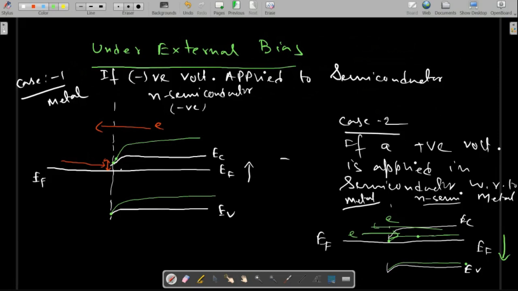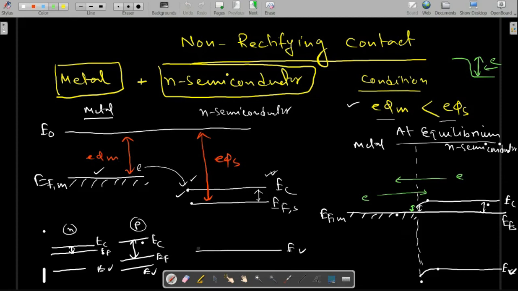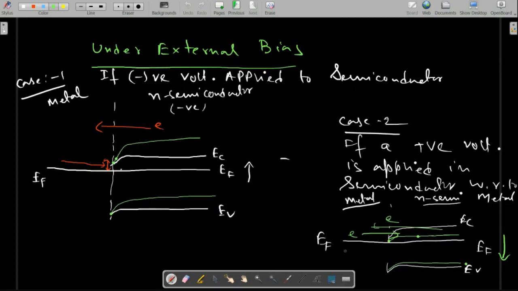Because at no bias condition, when you are not applying any voltage, there is no barrier. Even when you apply voltage, negative or positive, we have studied both cases. In all cases, we are not facing any barrier. The electron can freely move from metal to semiconductor side or from semiconductor to metal side without any barrier. That's why it is called a non-rectifying contact. Any question from your side?